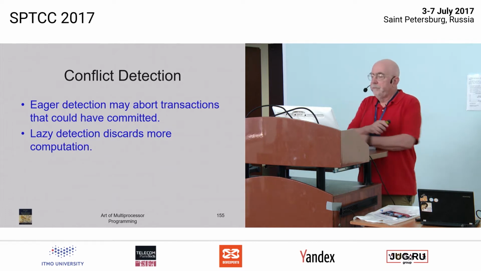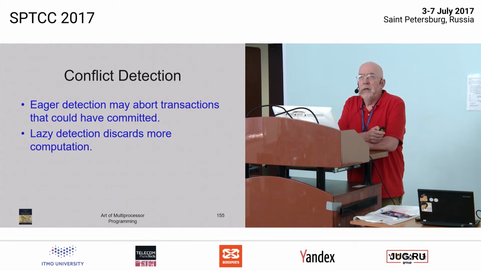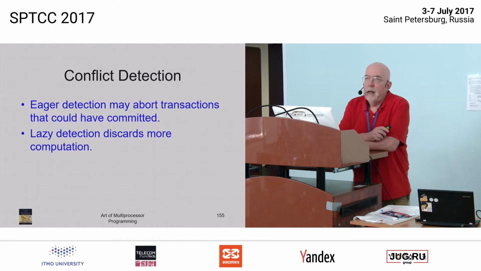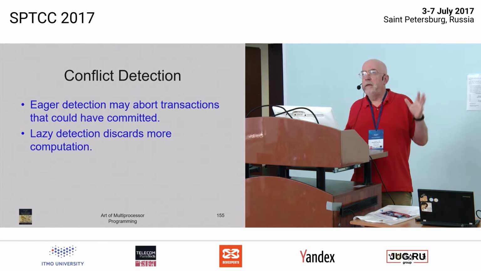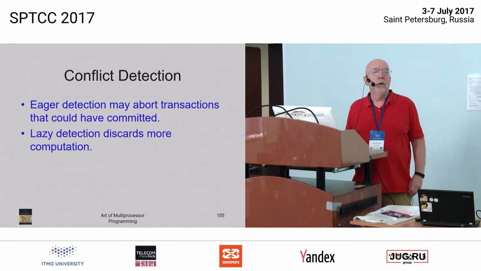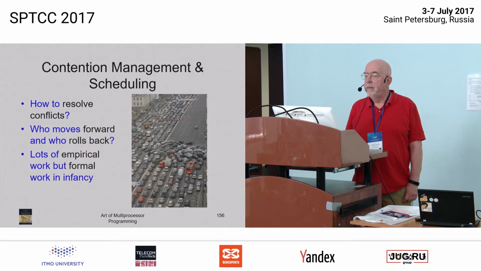So eager detection might abort transactions that would eventually be okay. But with lazy detection, if a transaction is a zombie, then it might do a lot of work before it aborts. Which of these two things happens depends on your workload and your situation. So it's not possible to generalize and say that one is always better than the other.